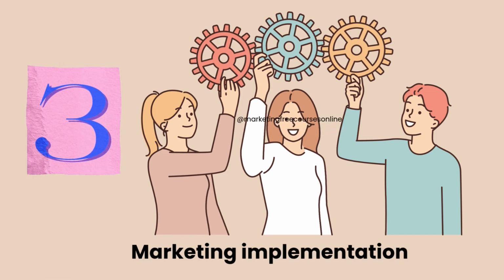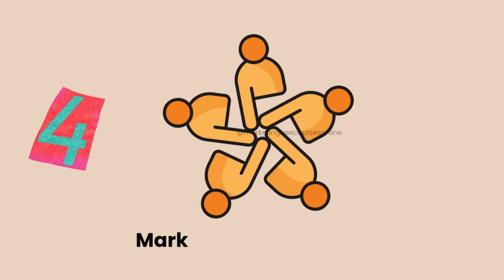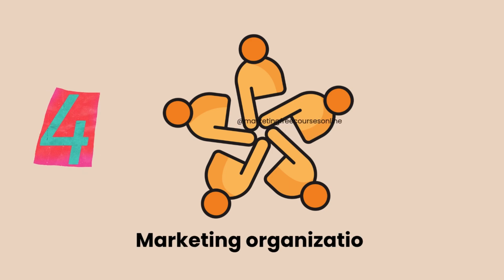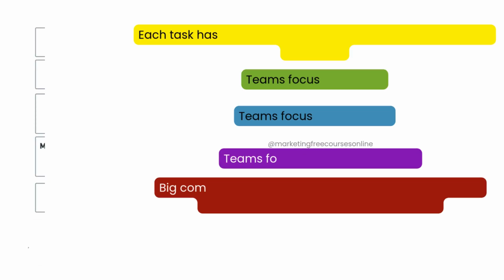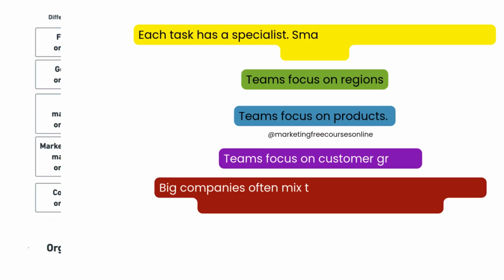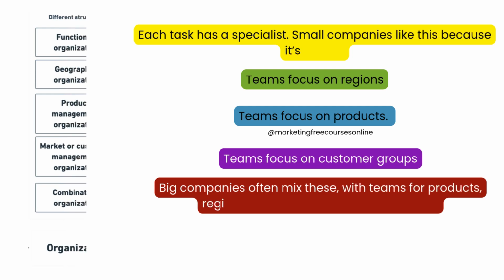For example, Starbucks plans a new coffee campaign, then trains baristas, updates menus, and launches ads. Good implementation means everyone works together. Marketing organization sets up the team. Companies use different structures. Functional organization. Each task has a specialist, like one person for advertising and another for research. Small companies like this because it's simple.